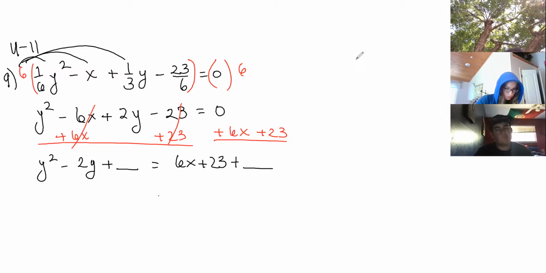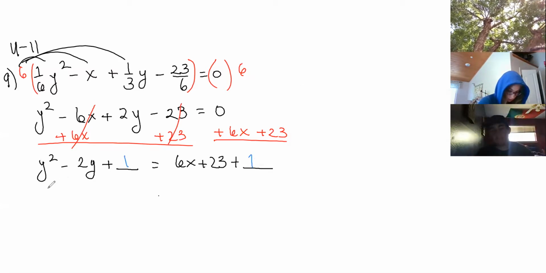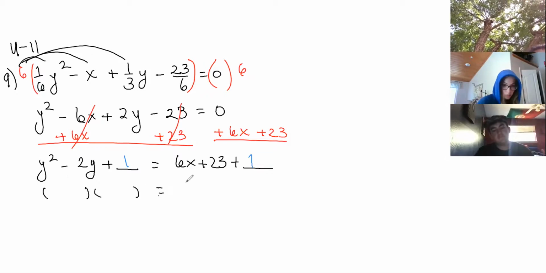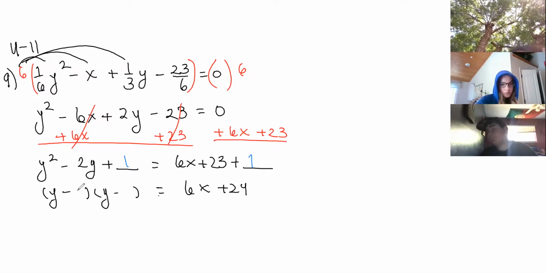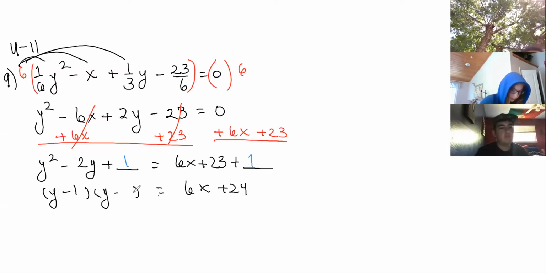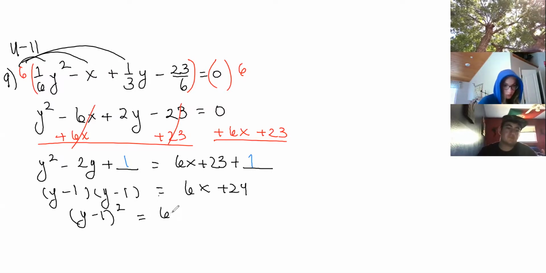Do you remember how to find the plus blank? You take the -2, cut it in half and square it. What does that give you? 1. And then you factor this side, 6x plus 24, and y minus, y minus, what is that? 1. Yeah, which makes sense because the whole reason we do this is to write it as a quantity squared.